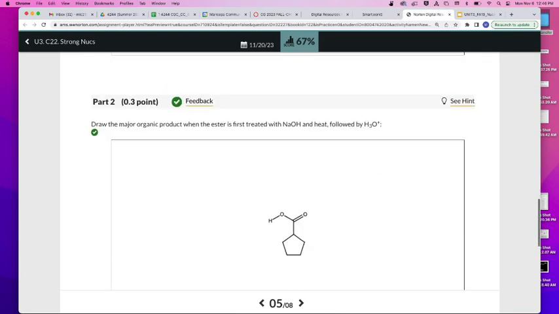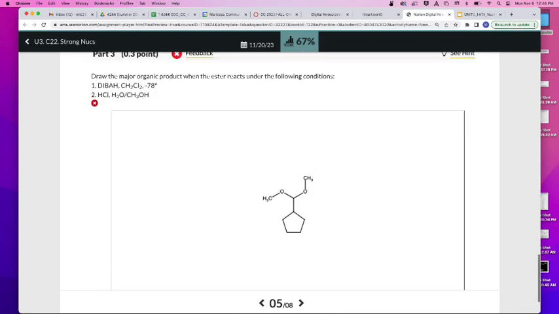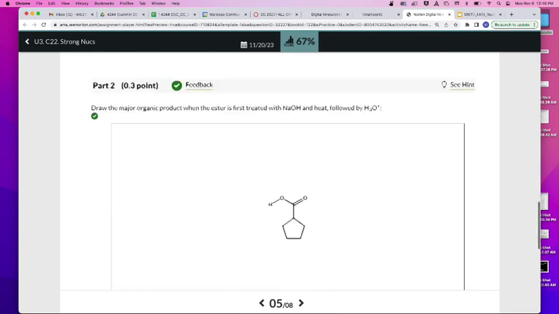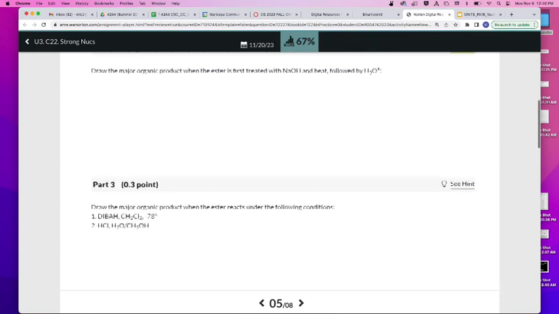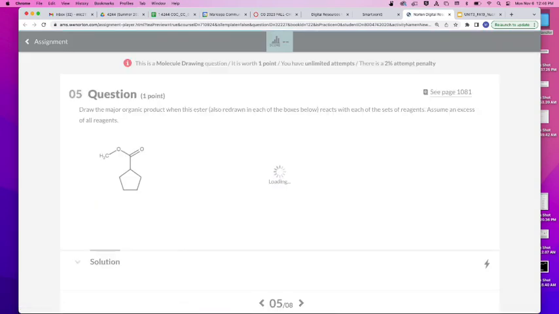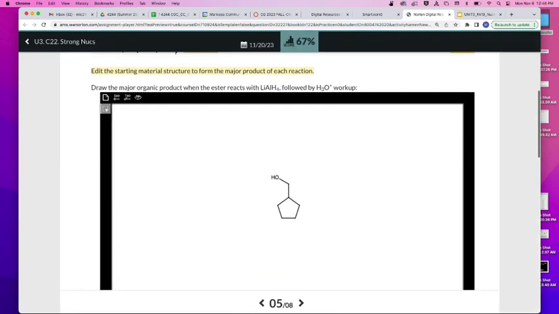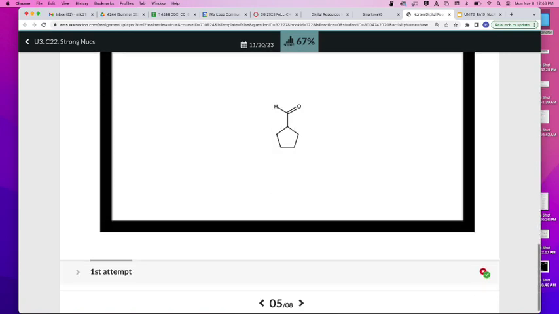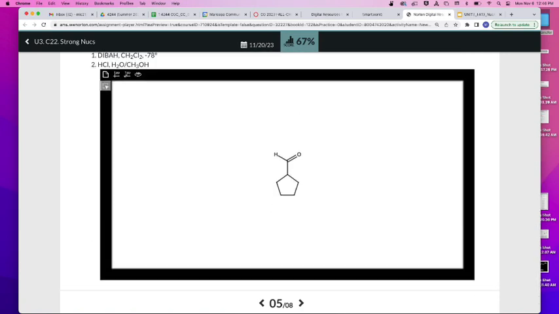It looked like there was the potential. Yeah, I think that's just the quenching of the DIBAL. It's not loading the solution here, but I'll try and get it up in a second so everybody can see it. There it goes. Yeah, it's just the quenching of the DIBAL.